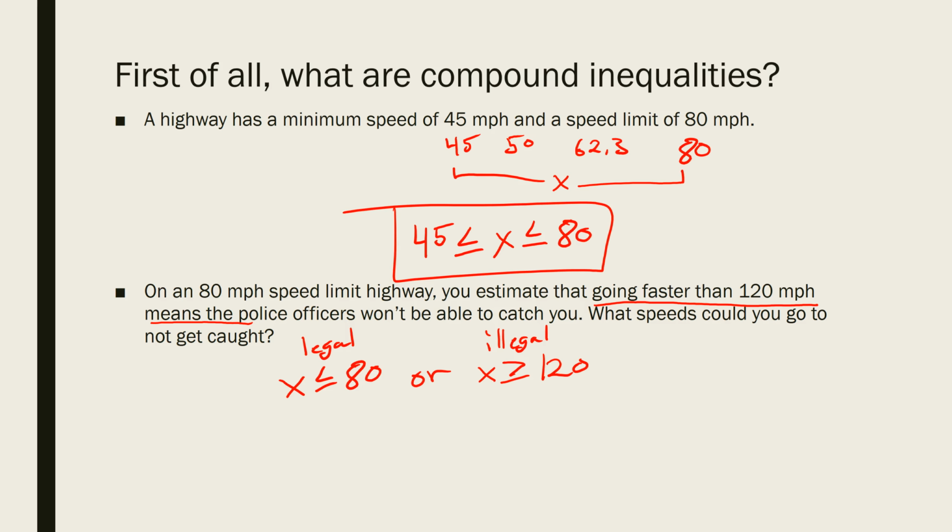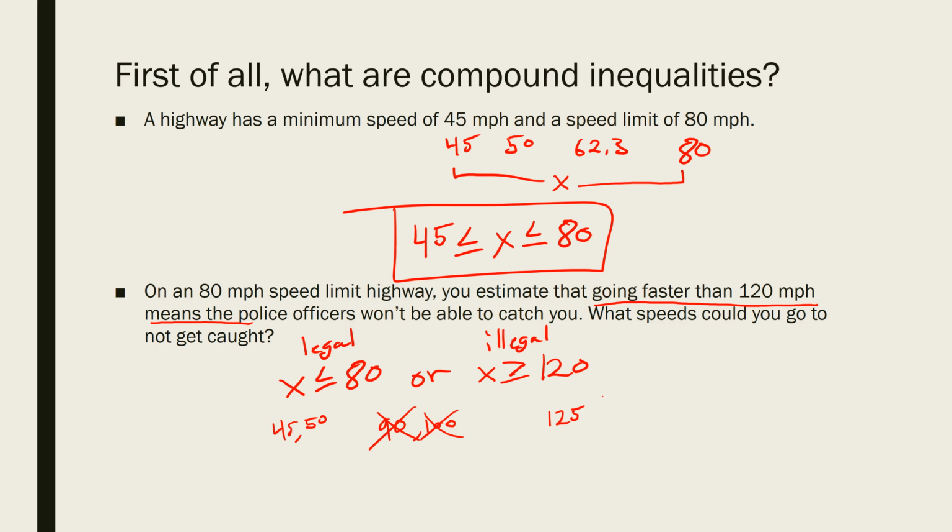This is another type of compound inequality. It's kind of the opposite of in between. Instead of in between speeds working, here in between speeds are the speeds that would get you caught. So like 90 miles per hour, 100 miles per hour, those speeds aren't going to work. But anything to the outside, like if I go 45 or 50, that's legal.